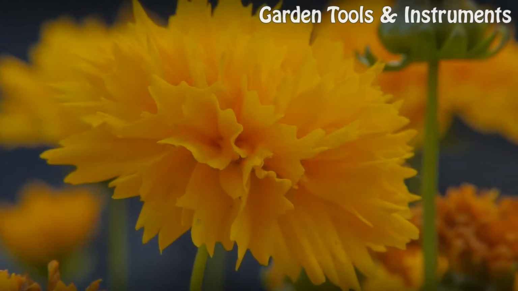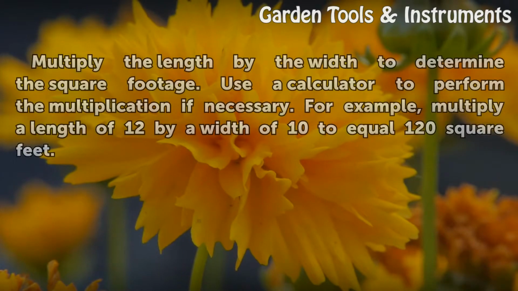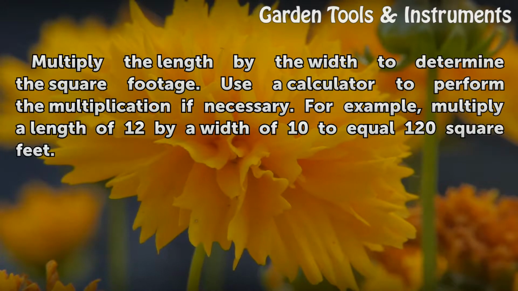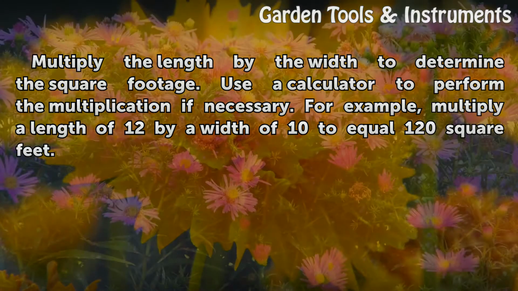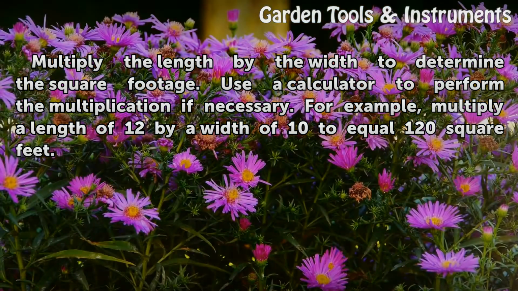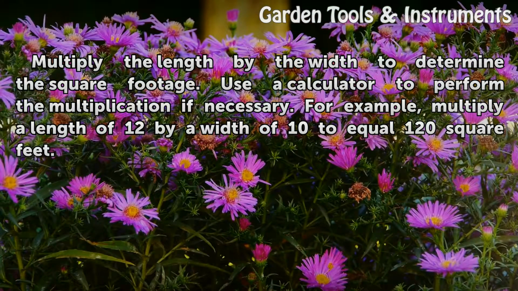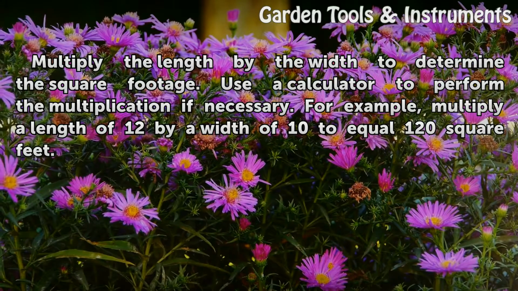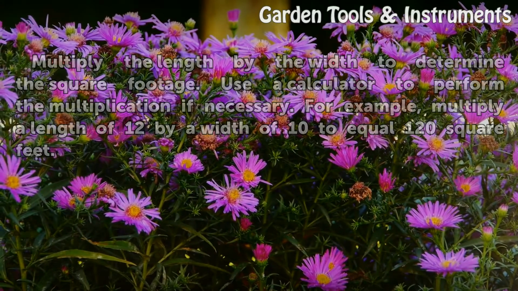Step 3. Multiply the length by the width to determine the square footage. Use a calculator to perform the multiplication if necessary. For example, multiply a length of 12 by a width of 10 to equal 120 square feet.